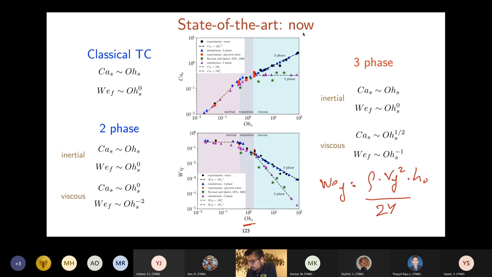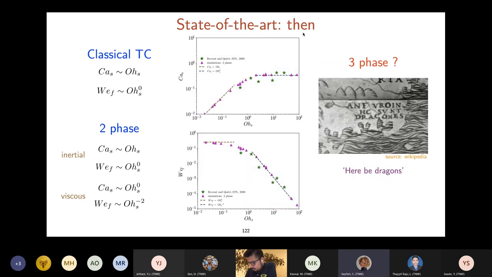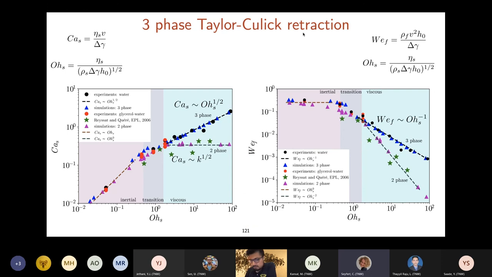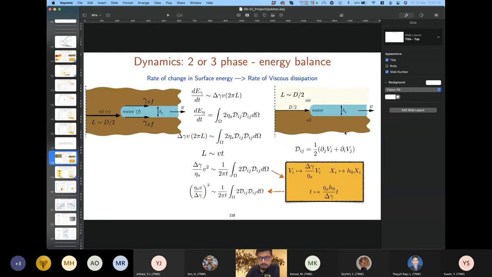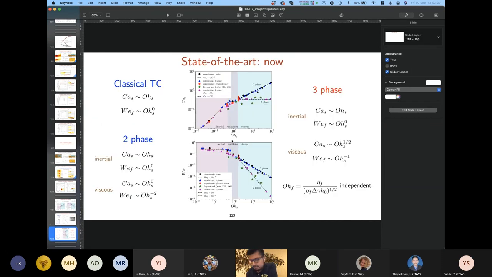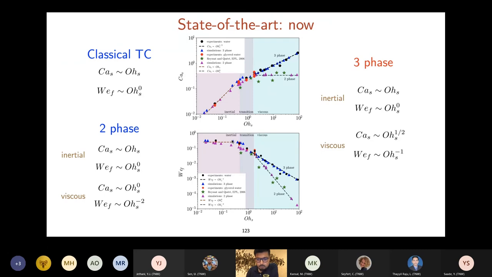And what we see is that... just remind me again, the film, you mean the water film? The water, yes. Just to remind you, this is the configuration I'm talking about. It's a water film on an oil bath, between the oil-air interface. So it looks like that.